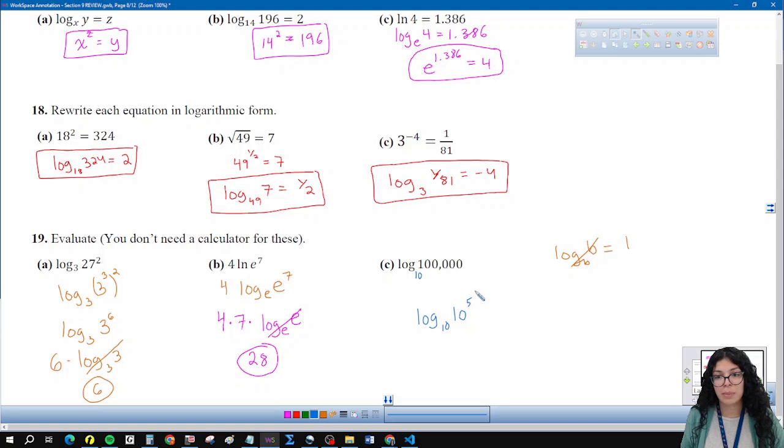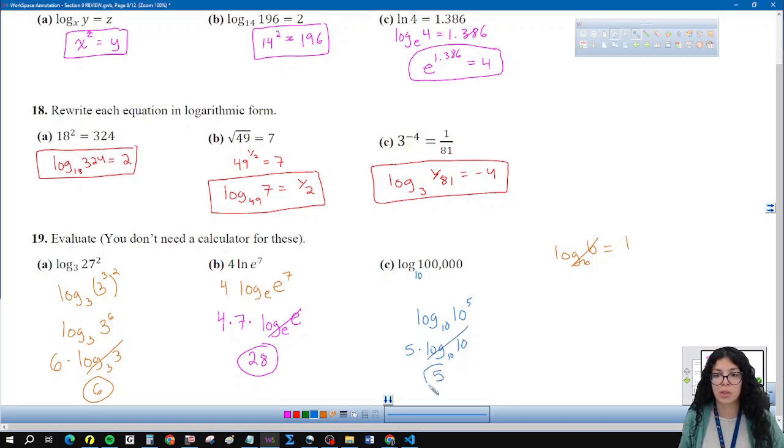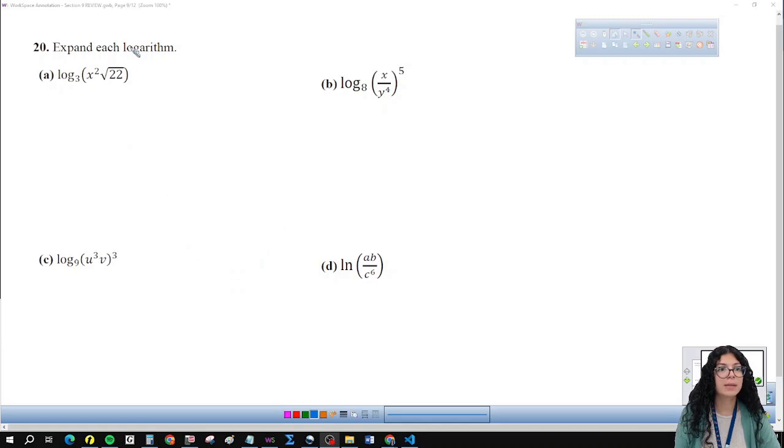So using the same power rule, this would be 5 times log base 10, 10. The log base 10, 10 cancels, and so we just get 5. Okay, next they want us to go ahead and expand the log.